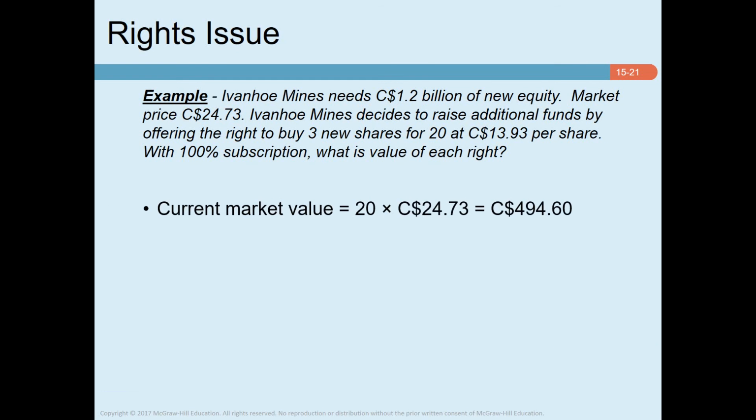Now, currently the company needs 1.2 billion, and they are issuing 3 rights shares for 20 shares. So for 20 shares, what is the current market value? You can see the current market value for each share is 24.73. So the current market value of these 20 shares is 494.6.